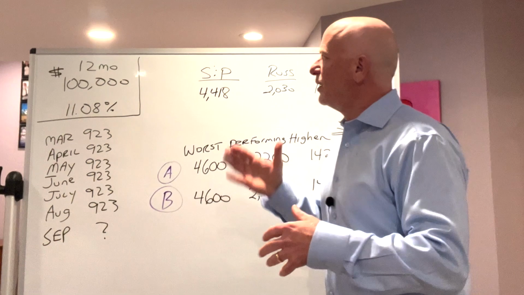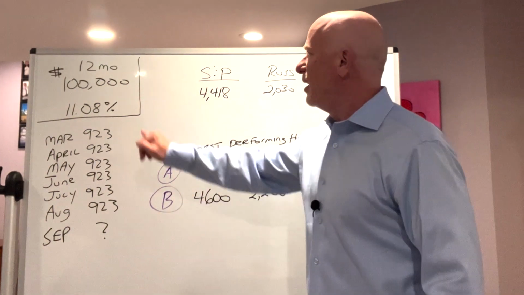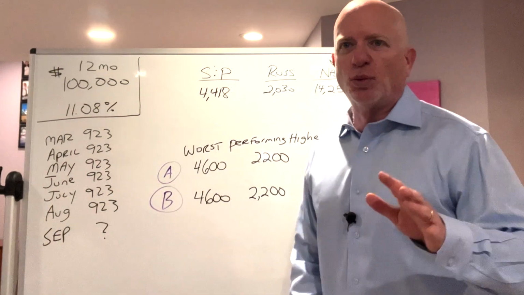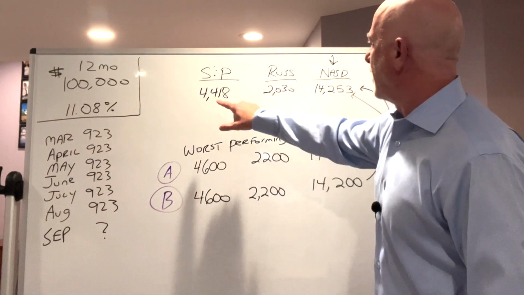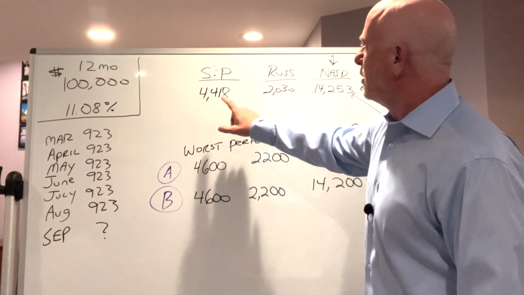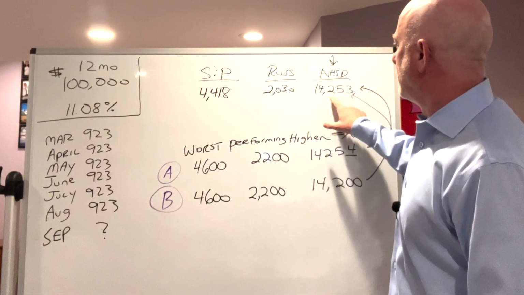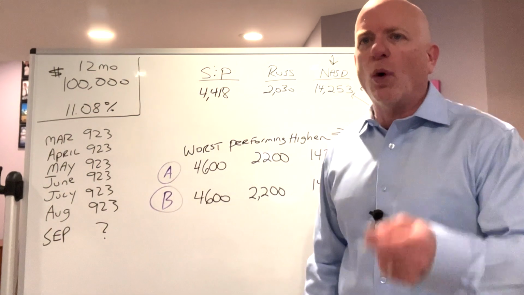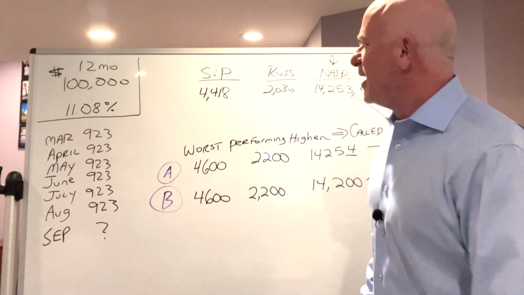Let's continue on with this analysis on the income note. This is a 12-month income note, and the interest rate is 11.08%. We're going to use $100,000 just because it's a round number, easy to compute things. So I put up here on the board, here's where the S&P is, and this is accurate, historical information. The S&P on the close date was 4,418, 2,030 for the Russell 2000, and 14,253 for the NASDAQ. Now, the way these instruments work, it's the worst performing. So I'm just going to choose the NASDAQ as the worst performing for this example.